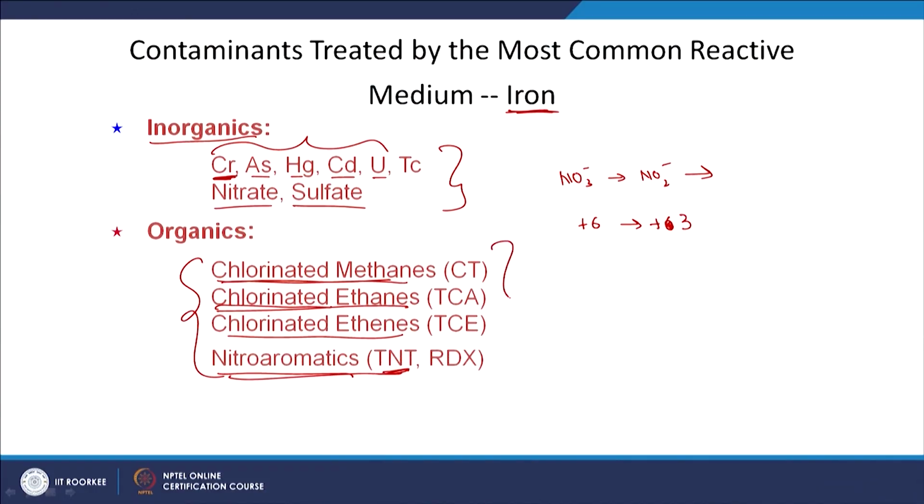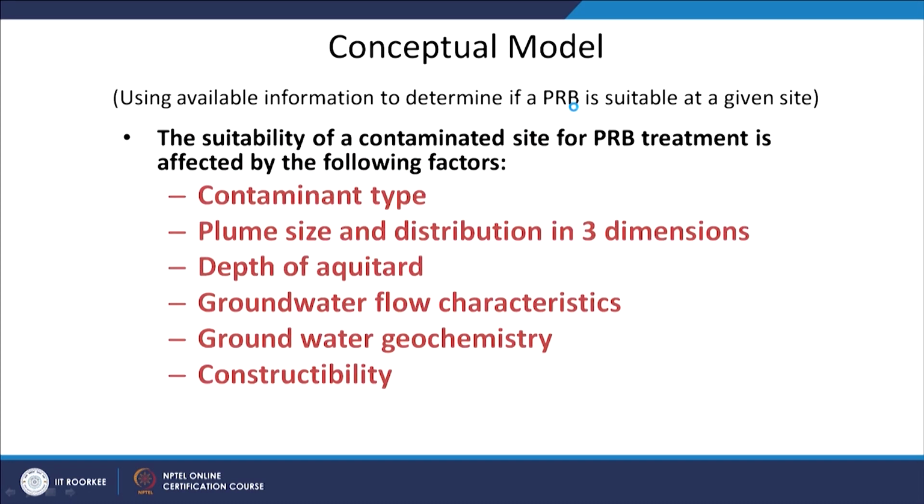So let's move on. Again, these are the common contaminants typically reduced by zero valent iron. Moving on. Before we go further, we need to be able to decide, given the conditions that we have, whether a PRB is feasible or not.